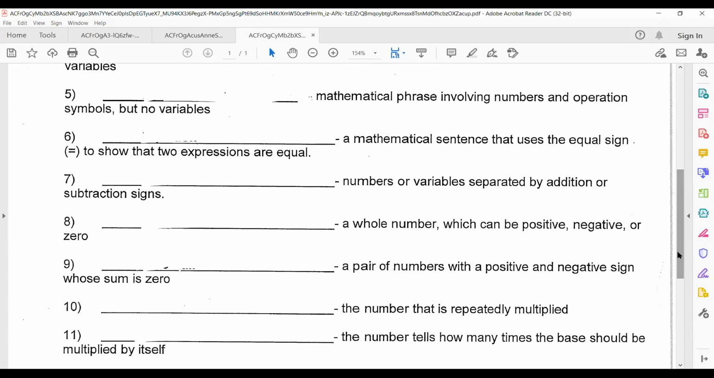Okay, number 5 is what I was just talking about. I'm skipping that one because that's the numerical expression. It's a mathematical phrase involving numbers and operation symbols, but no variables. It's a phrase, a part of a sentence, like this one here, 6 plus 3. That's a numerical expression. This is algebraic, and you can see the word algebra right in it. Numerical has the root word number in it.